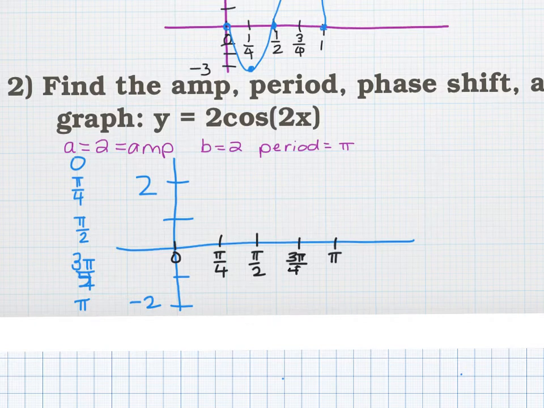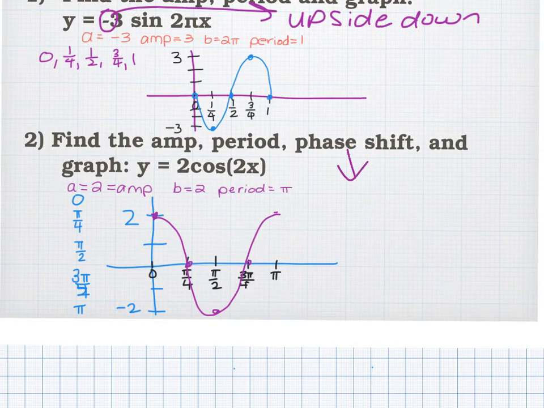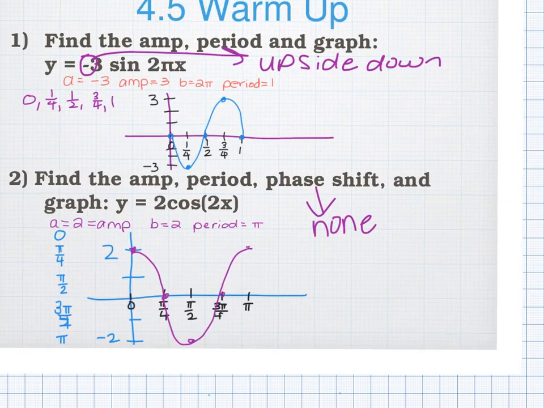Okay, and then it is just standard cosine. Cosine starts at your amplitude, goes down, down, up, up. So my graph would start at 2, go to 0, -2, 0, +2. My curve looks like that. And there's no phase shift. So if the question asked me to identify all the parts, I would just put that there's no phase shift.